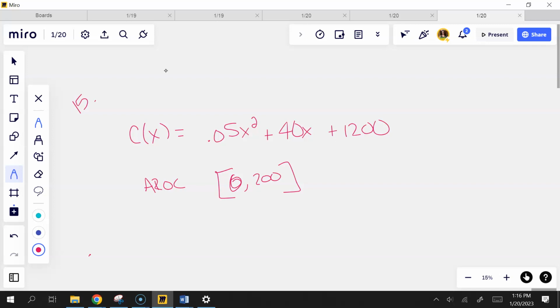So look, don't make it harder than it is though. They're giving you an equation. All you have to do is figure out this interval. In most cases, it's going to be 0 up to whatever they tell you. C of 0 is 1200. I just use that instead of f or y. And then if I do C of 200, I don't know, somebody with a calculator do that.